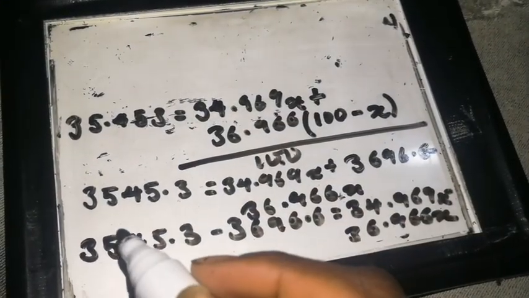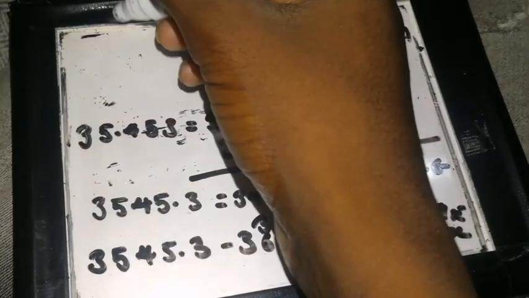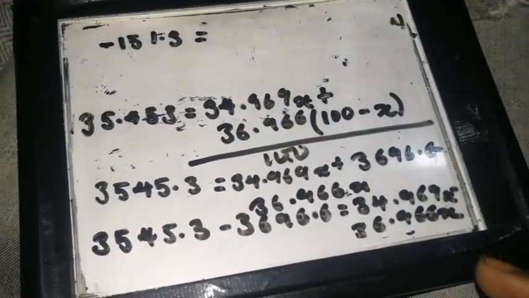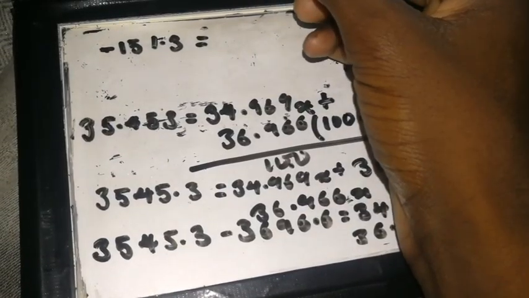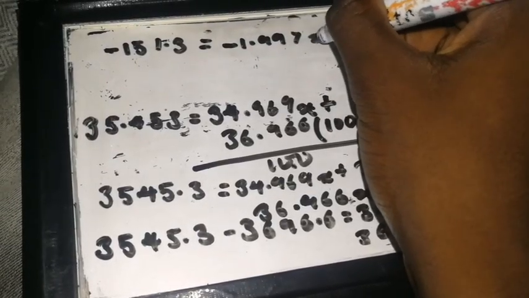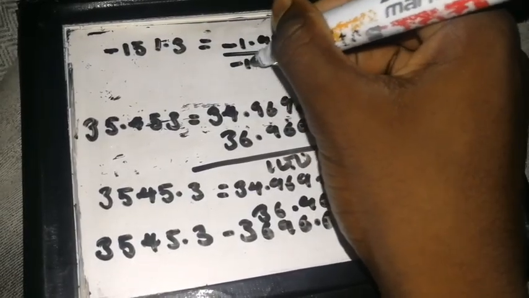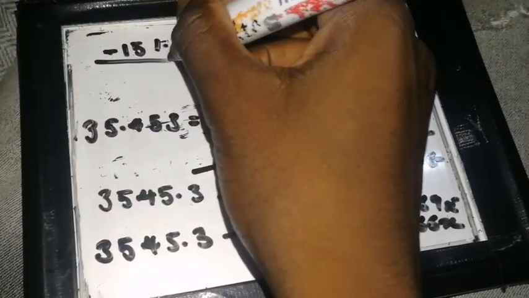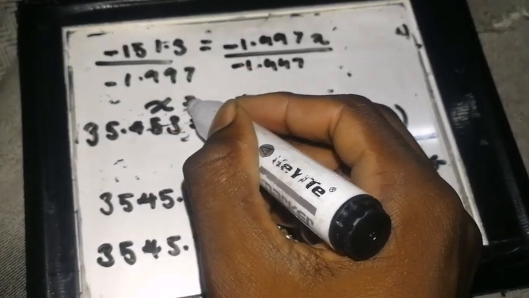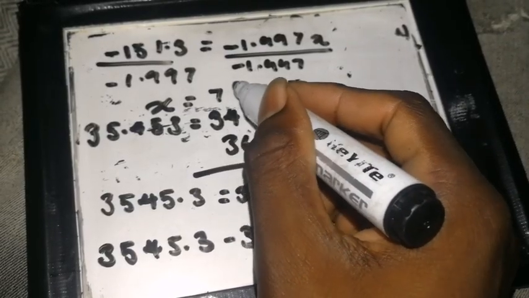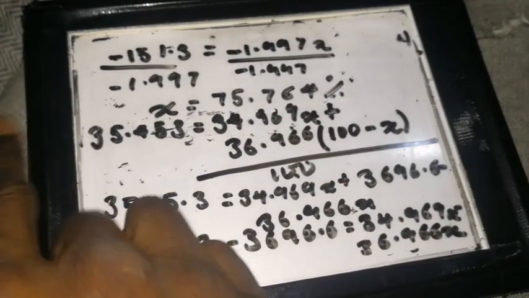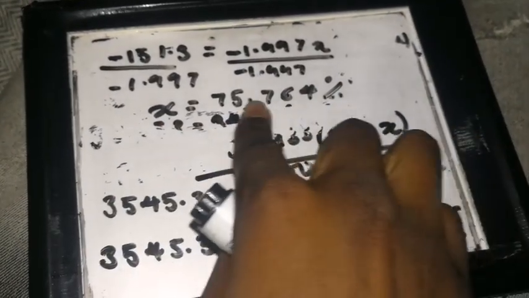So what's going to happen here is that we're going to subtract these two values, and that's going to give us negative 151.3 is equal to, then we're going to subtract these two values, which is giving us negative 1.997x. We divide both sides by the negative 1.997. Negative 1.997. That's giving us x is equal to something close to 75.764%. So that's the percentage abundance for the thing that we initially placed the x on.